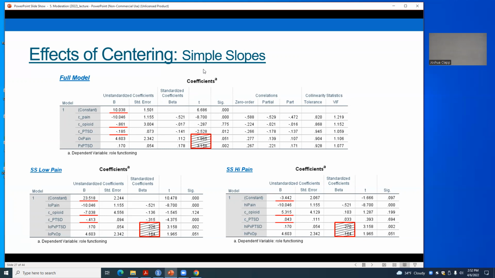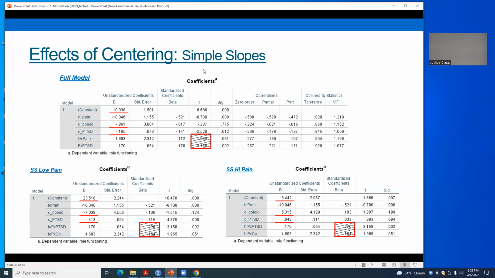If we went through and asked for part and partial correlations, I would have effect sizes for the unique effect of PTSD on role functioning at low levels of pain, okay? So if I run my high pain model, where I've substituted every instance of centered pain with high pain, I now have a model with high pain, centered opiate use, centered PTSD, high pain times PTSD, and high pain times opiate use as my interaction terms. My interaction effects are identical. Those didn't change. The coefficient for my moderator didn't change, okay?